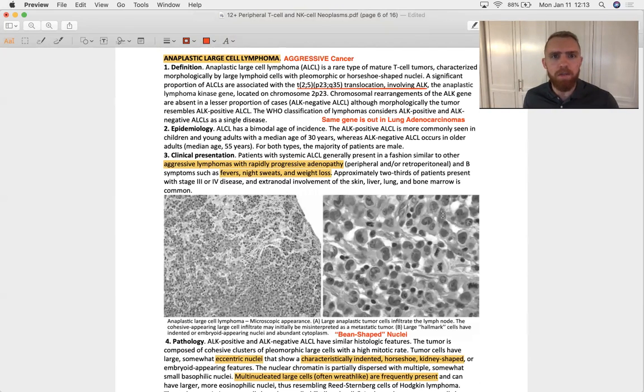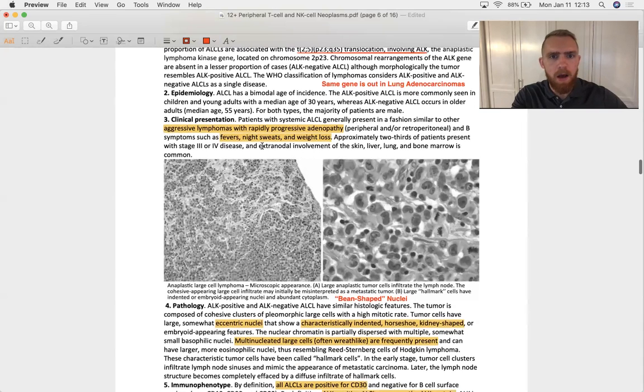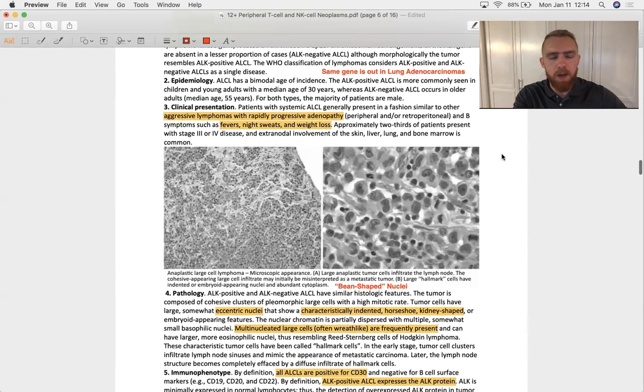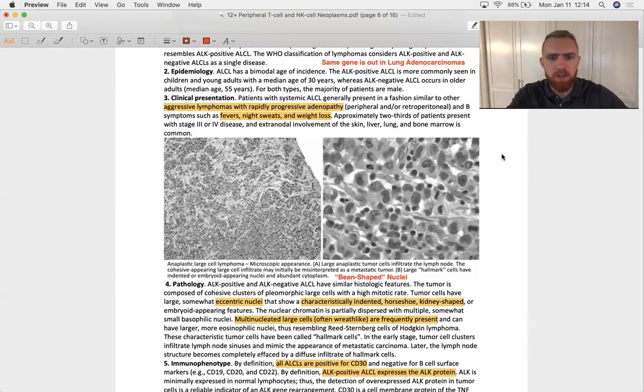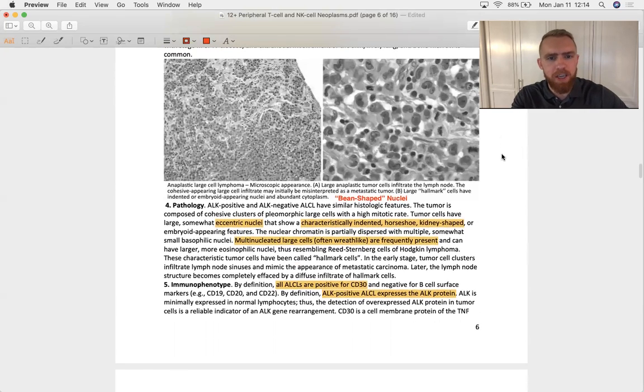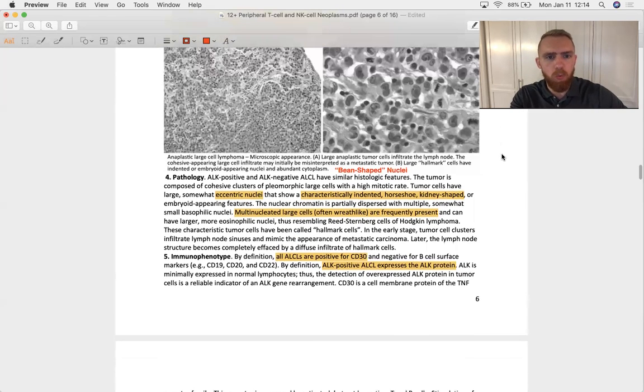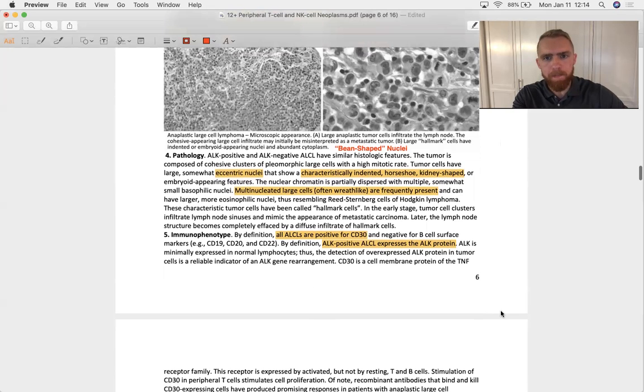Anaplastic large cell lymphoma. This is a bad cancer. We got a 2;5 translocation with ALK, which is a tyrosine kinase receptor. Rapidly progressive adenopathy. Again, those B symptoms of fever, night sweats, and weight loss. Don't forget to get a TB skin test. And you've got a characteristic histology with this one particular anaplastic lymphoma. You've also got CD30 positivity.